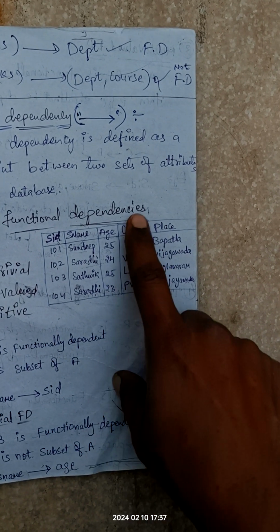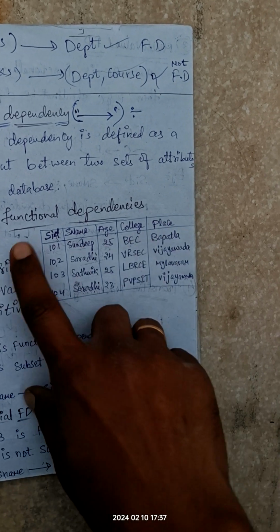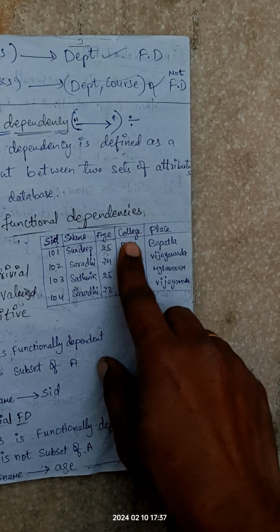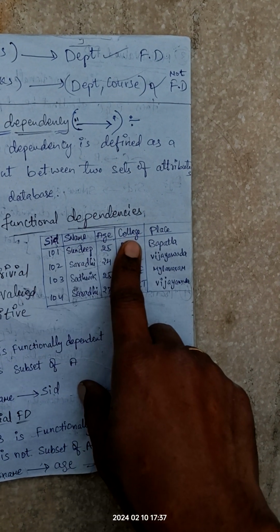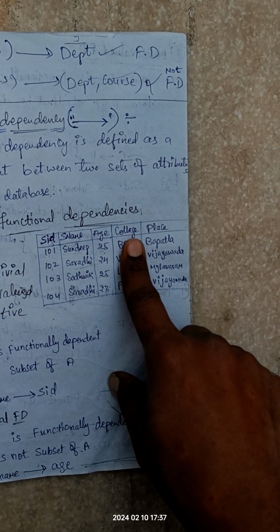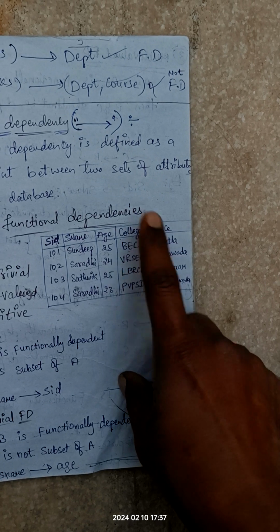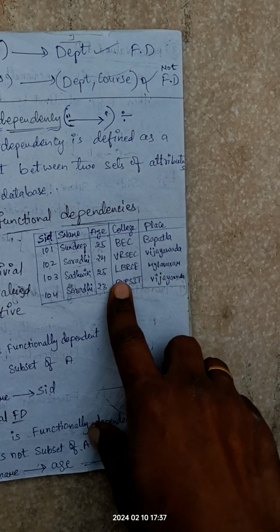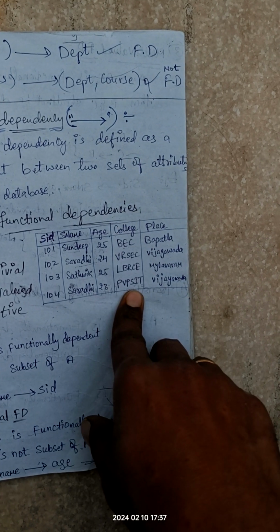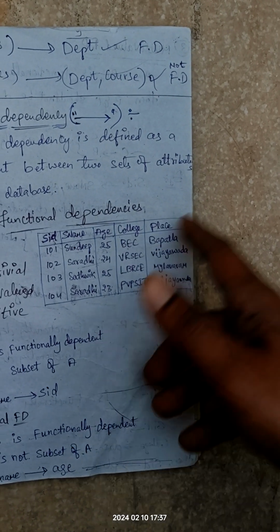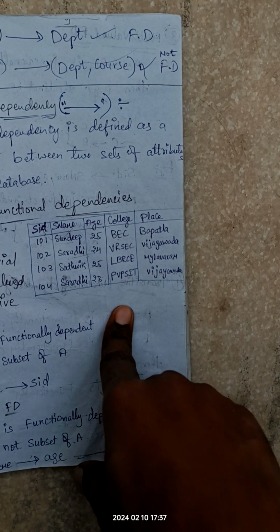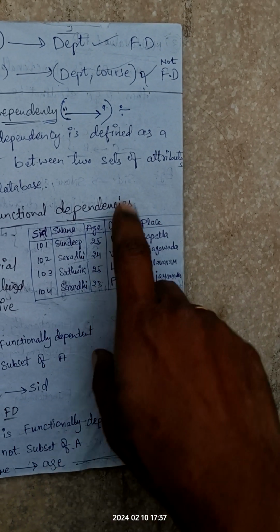Here also we have all. If we consider these two, we have to consider this as x value, this as y value. Student ID tends to college, x, y. College tends to place, x, y. For same x values, if we have different y values, it is not functionally dependent. Do we have any same x values? No, we don't have any same x values. All are different x values.